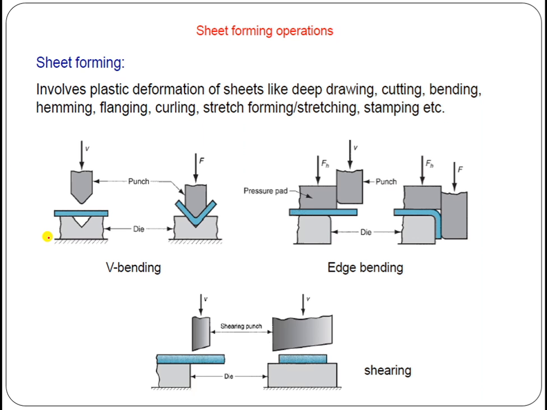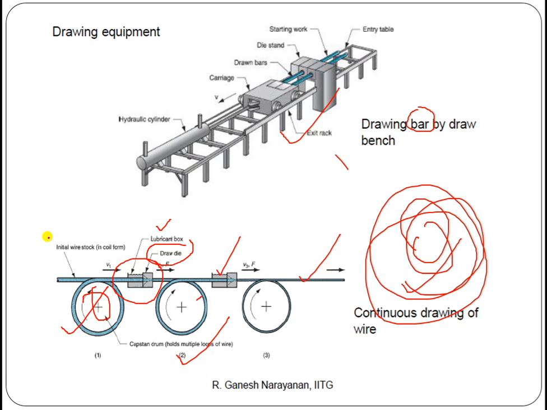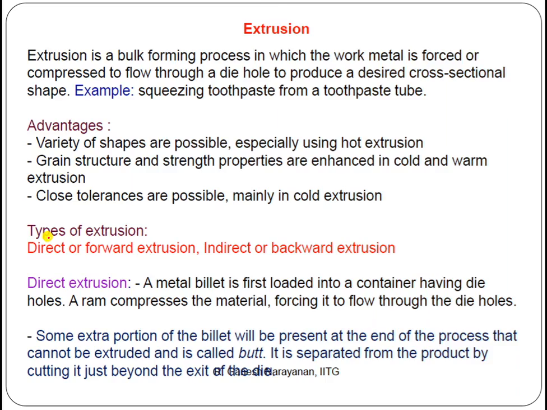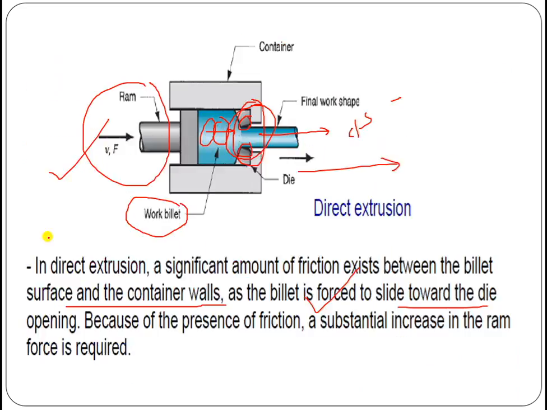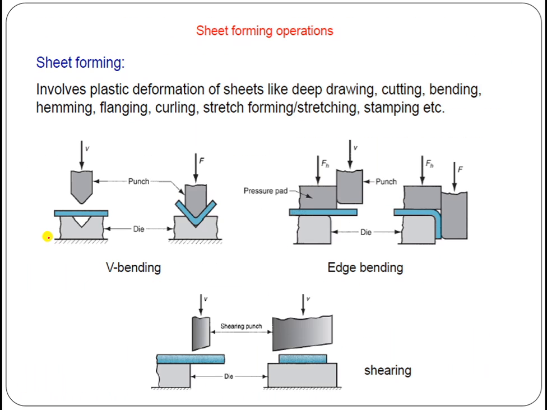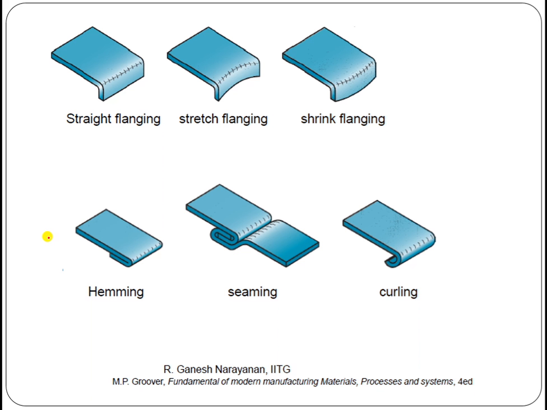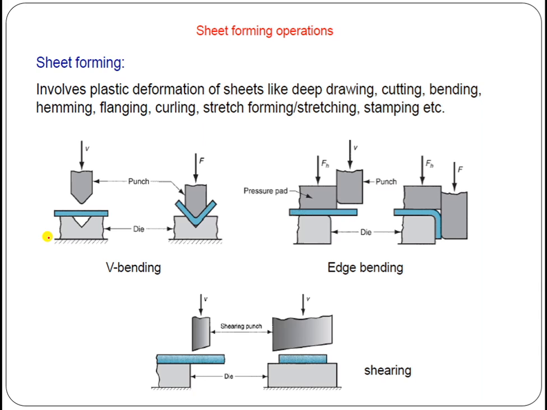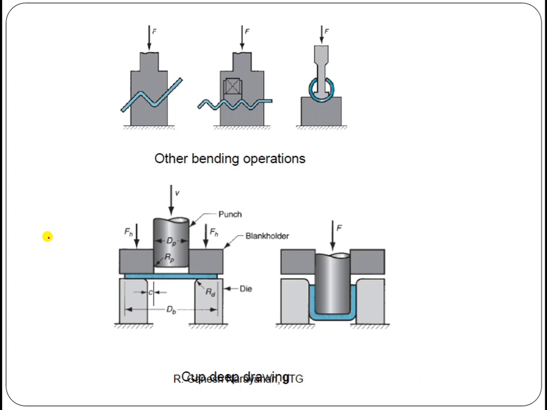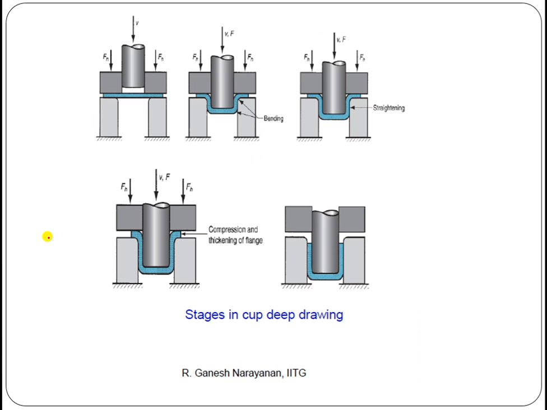That is the bending operation that we have already studied. This is the bending operation. And the same kind of thing is available here, that is the V bending operation. So these are the operations, that is edge bending, V bending and shearing, that we have already seen. This is the deep drawing operation, seen earlier.